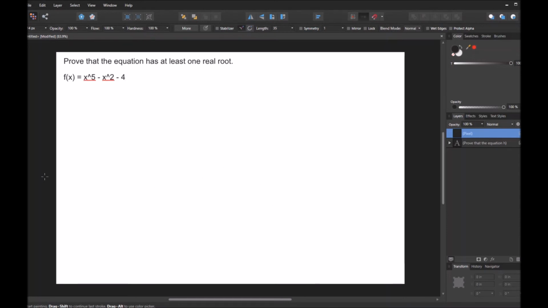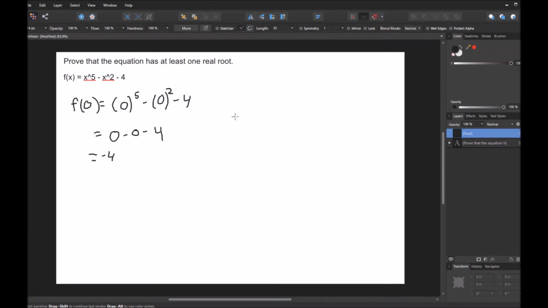In this next question, we're once again asked to prove that the equation has at least one real root. So again, we're going to use the intermediate value theorem. Again, I'm going to start with the simplest number I know, 0, and I'm going to plug in 0 wherever I see x. So I'm going to have 0 to the 5th minus 0 squared minus 4. Now 0 to the 5th is 0, and 0 squared is 0, which leaves us with 0 minus 4, which is negative 4.